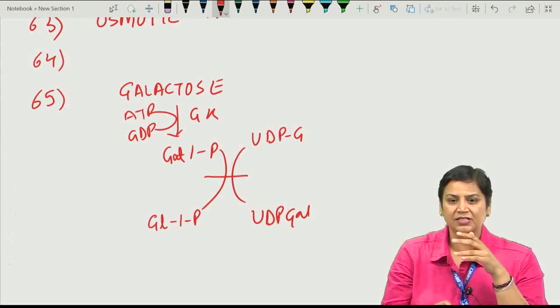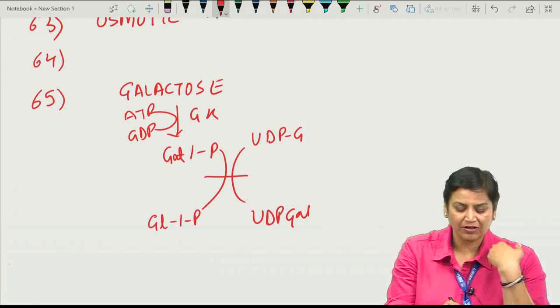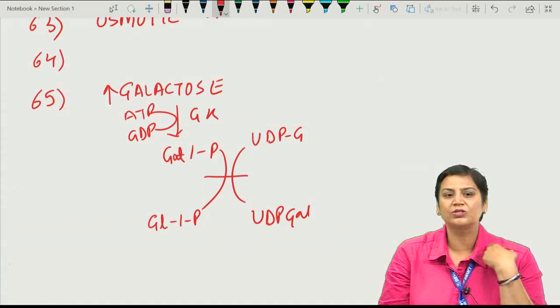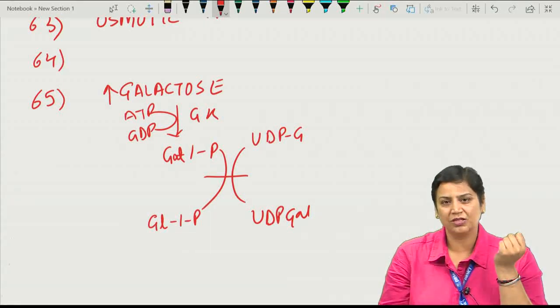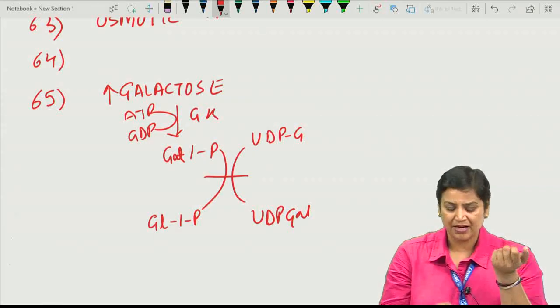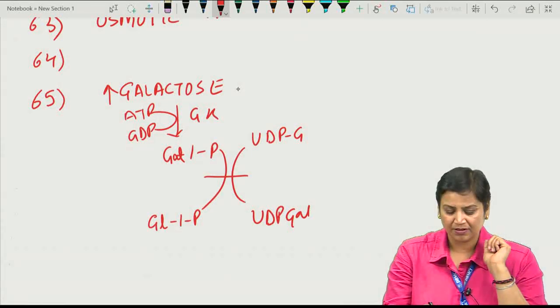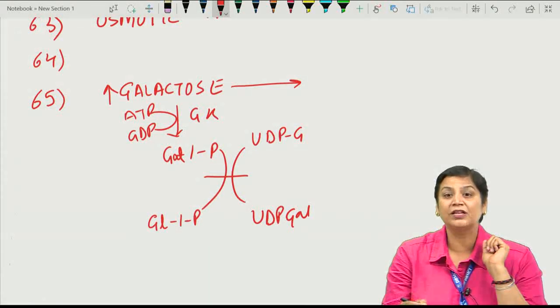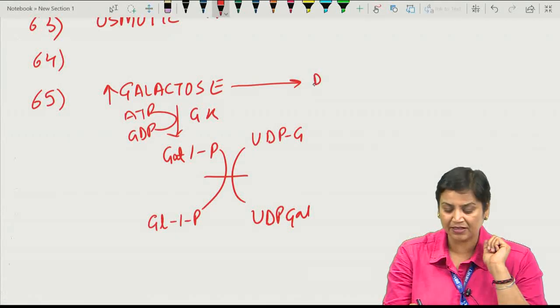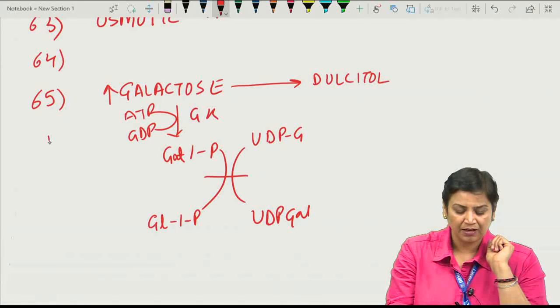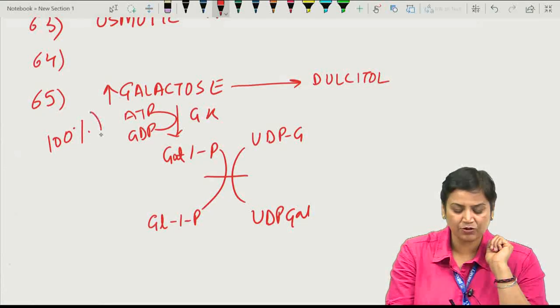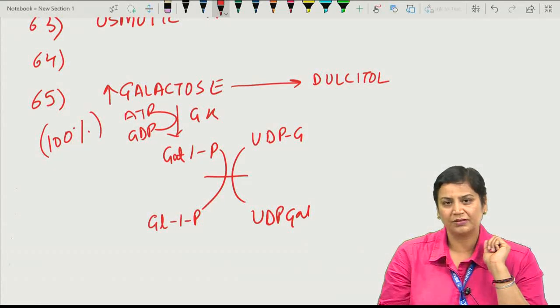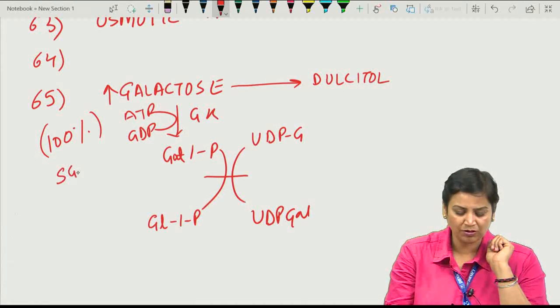Deficiency of the enzyme which is catalyzing the epimerization will lead to increased concentration of galactose in the blood, causing galactosemia, which is common in infants. And this galactose can be converted into a sugar alcohol, which is dulcitol, and it has 100 times faster absorption than glucose, and it is basically carried by the sodium dependent glucose transporter.